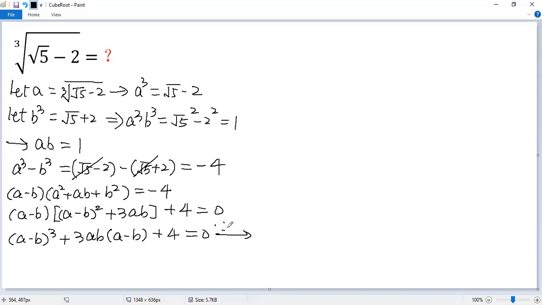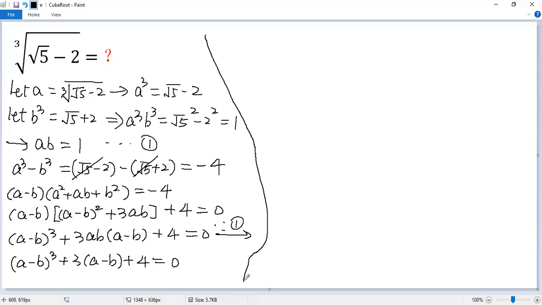Now because 1, I denote it as 1. Okay, so because 1, AB equals 1. So we get A minus B cubed plus 3 times A minus B plus 4 equals 0. To make the equation look simpler, let's do a substitution. Let T equals A minus B. So we get T cubed plus 3T plus 4 equals 0.